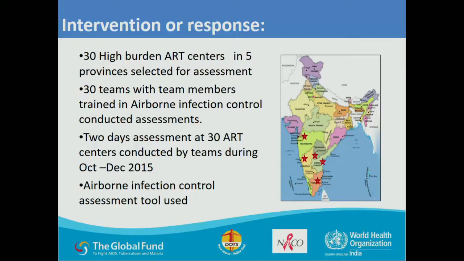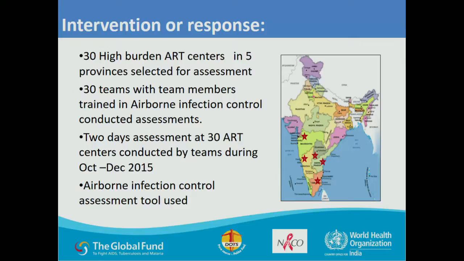So this was a massive public health intervention, where 30 high-burden ART centers, which covered approximately 70% of the total TB-HIV co-infected cases in India, across 5 high HIV prevalent provinces, were selected for assessment. 30 teams with members who were trained in airborne infection control and its assessment did the assessment for 2 days in each of these ART centers during October to December 2015.